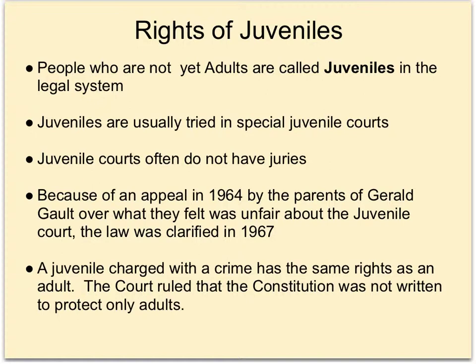Because of an appeal in 1964 by the parents of Gerald Gault over what they felt was unfair about the juvenile court, the law was clarified in 1967. A juvenile charged with a crime has the same rights as an adult. The court ruled that the Constitution was not written to protect only adults.